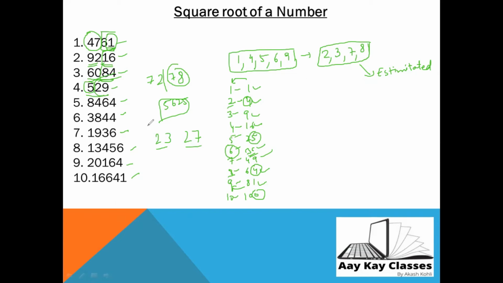Now what you have to do? You have to find the square of 25. You know the method. 25 square is 625. This is 625 and this is 529. Of course, this is smaller than this number. So the answer would be 23. So in this way, you can find the squares of all these numbers.